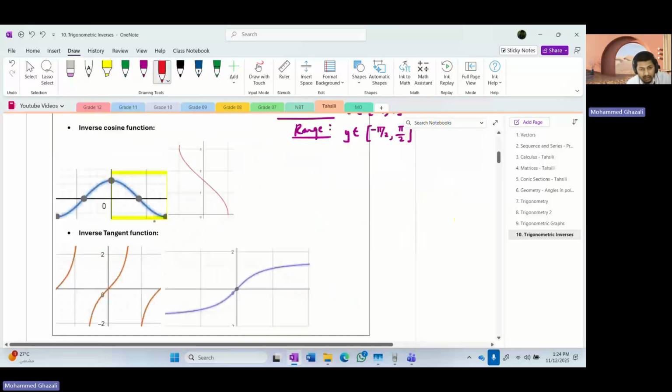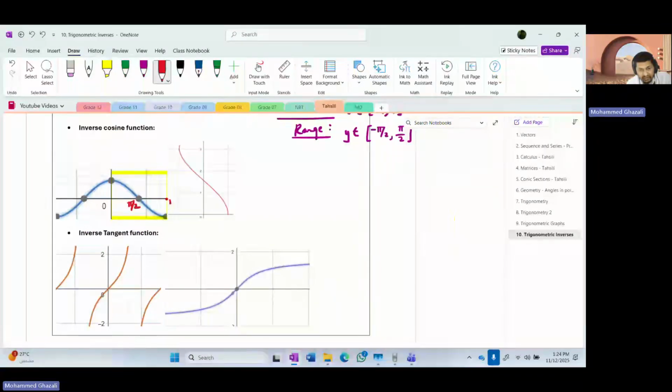Same here. We have this point which is pi by 2, and this point here is pi. So pi gives me 0, and 0 gives me 1. So the points on F are 0 and 1.